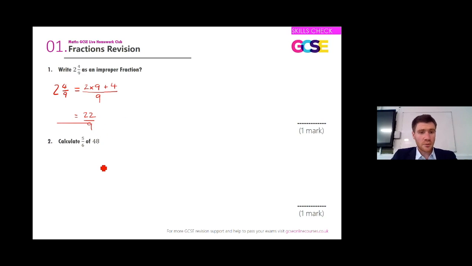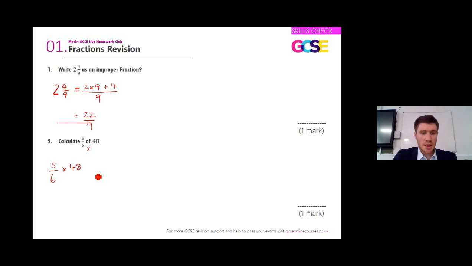Okay, here we've got 5/6 of 48. Now the 'of' is actually a multiplication. When we talk about fractions and we talk about 5/6 of 48, it means 5/6 times 48. Okay, now there's a few ways in which we can do this.